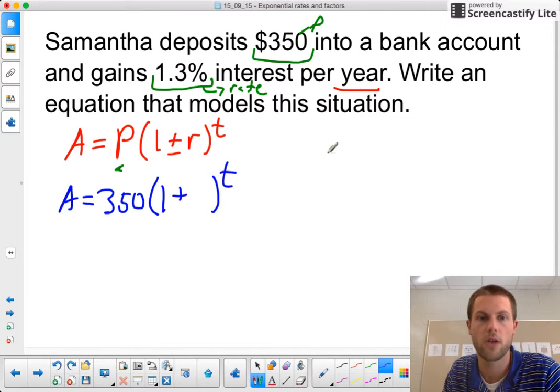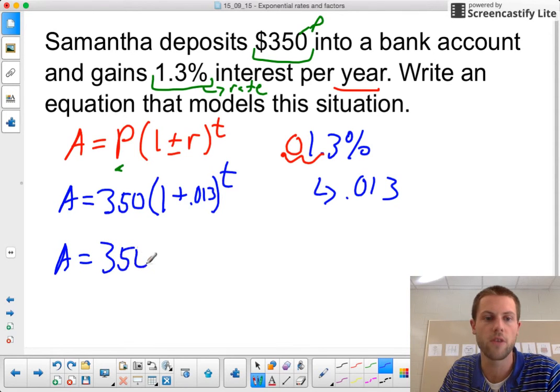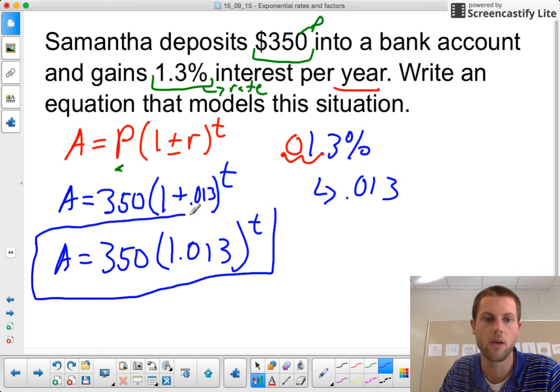Now let's just right over here change that 1.3% into a decimal. I'm going to move this over 2 places, and my decimal is going to equal 0.013. So we're going to add that inside of our parentheses. My final equation is A equals 350 times 1.013, all raised to the t power. And there you have it.